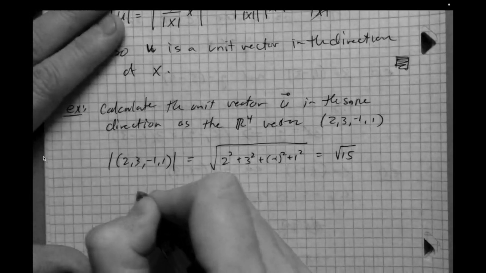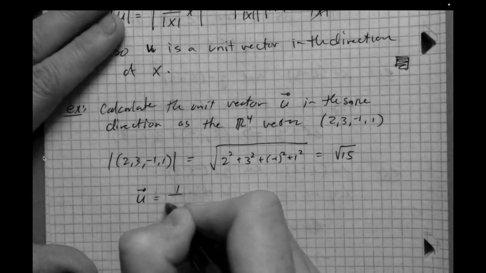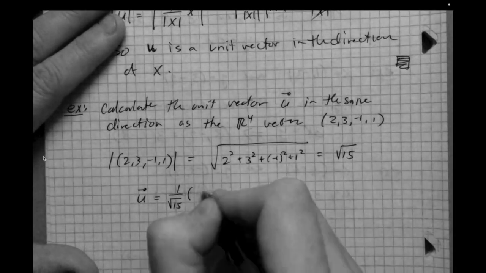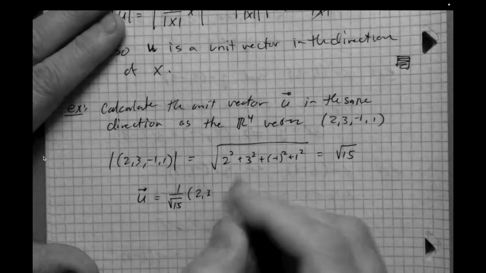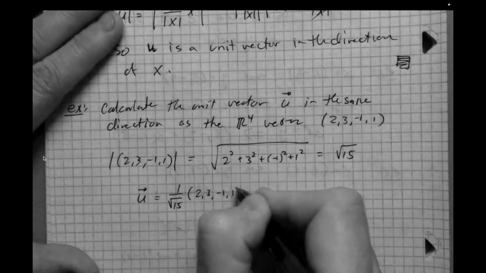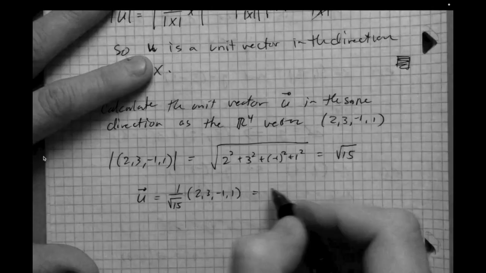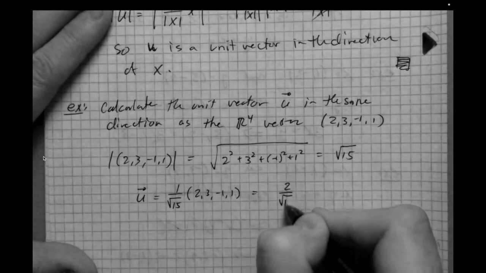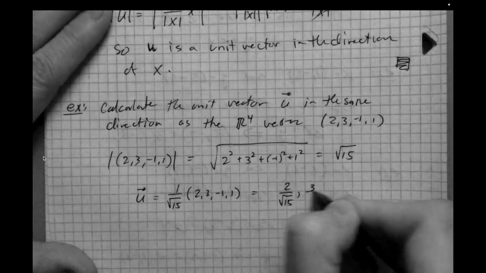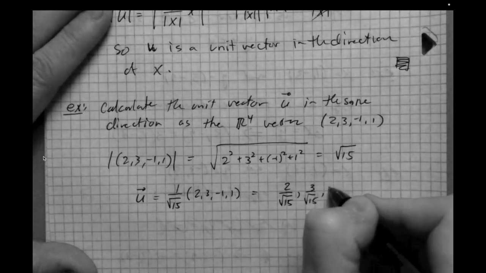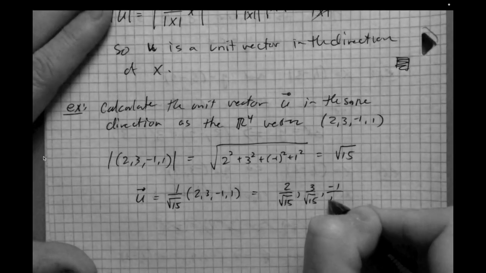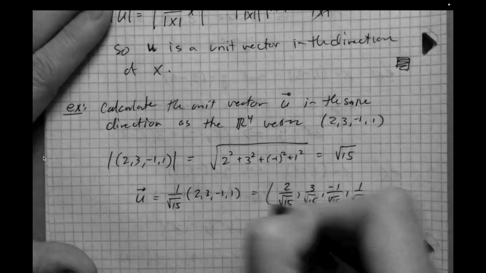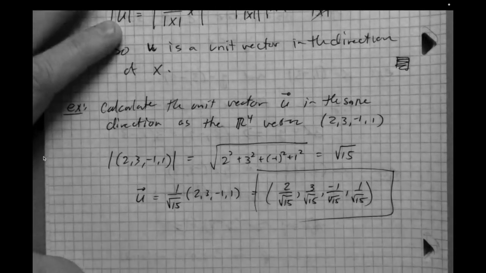Okay, so that means u is equal to 1 over the square root of 15 times the vector itself. When I say times, I mean scalar multiplication. Right, so you could write it like this. This is fine to leave it like this. You could also do it like this if you want to, just to emphasize that this is the vector. All right. Okay, so I've got this guy here.